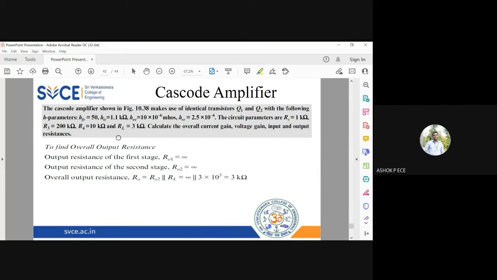And finally, output resistance of first stage is infinity. Output resistance of second stage is also infinity. If you consider RL, the output impedance will be equal to RL. Otherwise, it is going to be infinity.